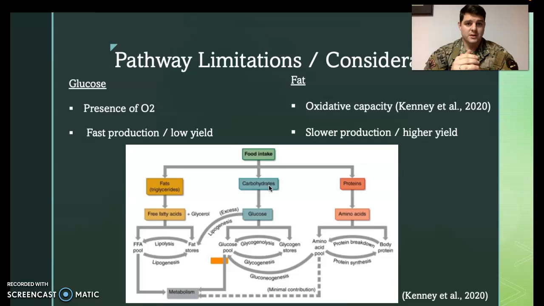One of the limitations with fat metabolism is the oxidative capacity of the individual. So whatever their body type is able to do, the fast twitch versus slow twitch muscle fibers, and their ability to go through the oxidative portions to create that acetyl-CoA to push into the Krebs cycle. The efficiency of their body in that process can be a limitation as to how effectively their body can produce or pull from that source of energy. That's Kinney et al. 2020. Again, this is a slower production, so it doesn't happen as fast, but it produces a much higher yield in the end result.